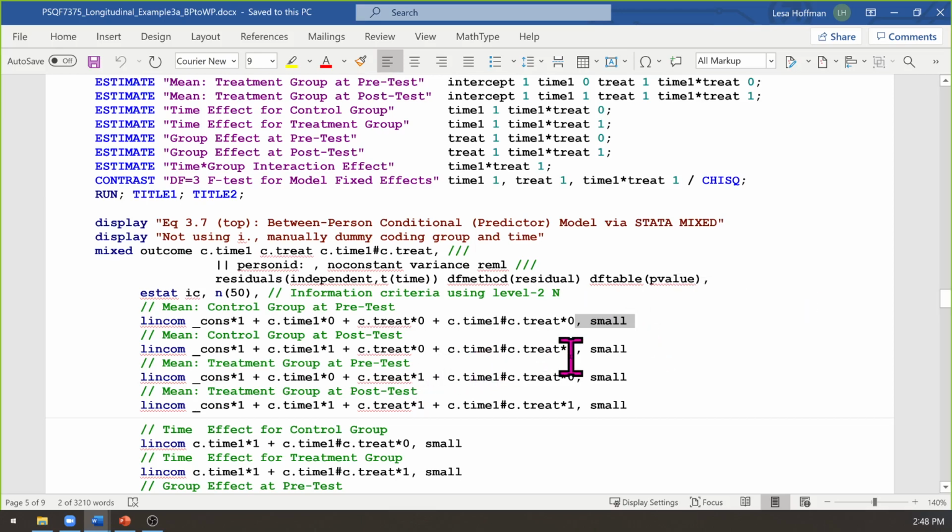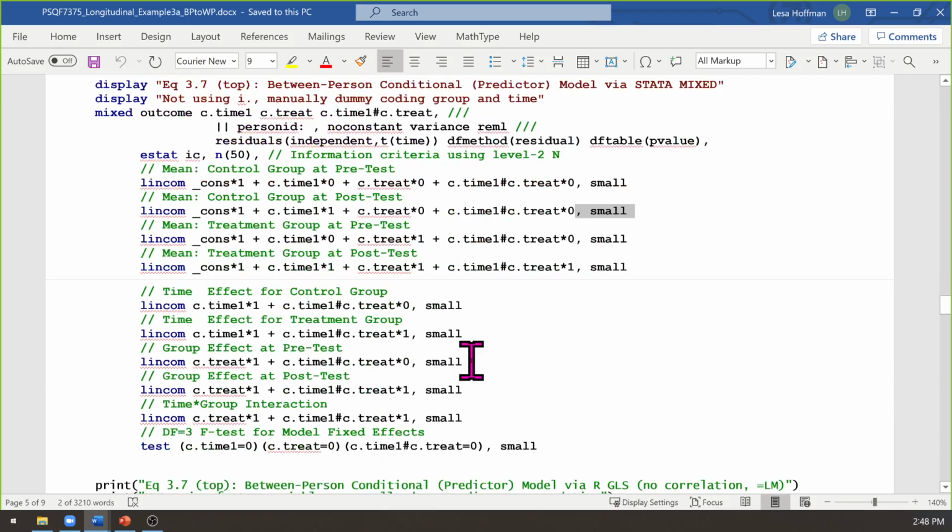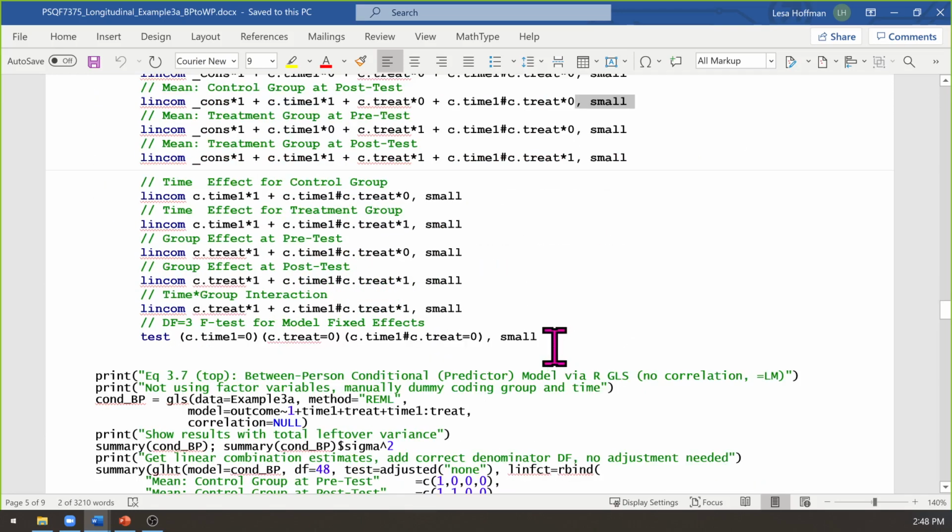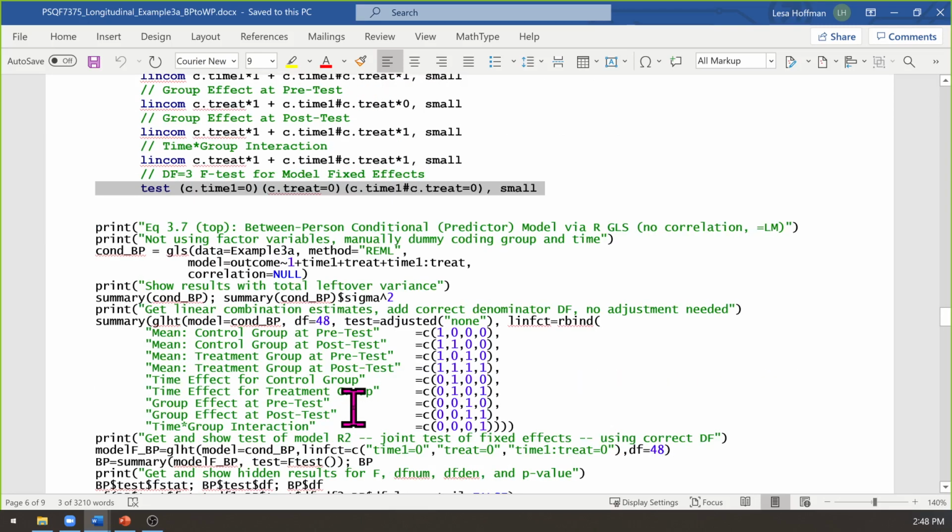So you have to small all of these things to make it work, including your tests. So this is the analog of contrast, where I'm asking for the joint hypothesis test of all three fixed slopes, the F value for the model. I have to small that as well.